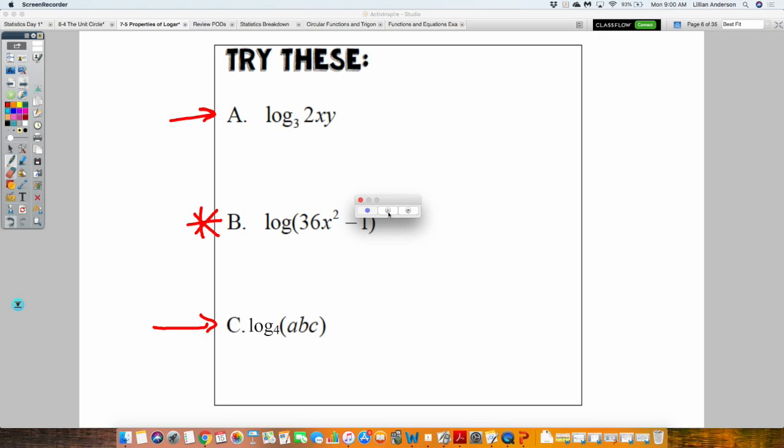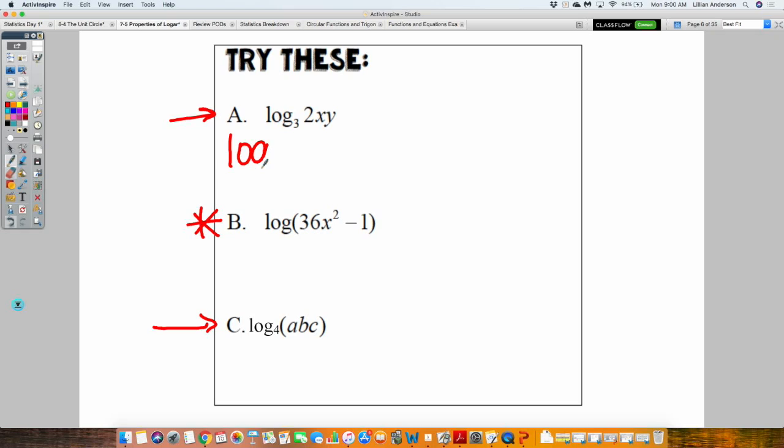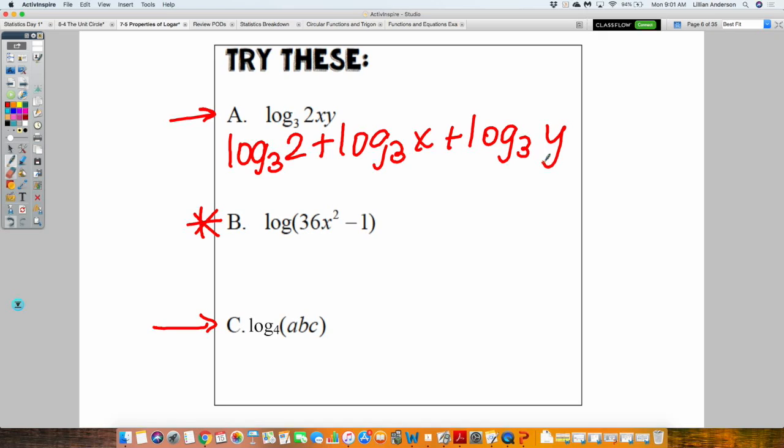Okay, so what did you guys get for A? Log base 3 of 2 plus log base 3 of x plus log base 3 of y. Very good. And then for C? Log base 10 of 6x. No. C. Log base 4.